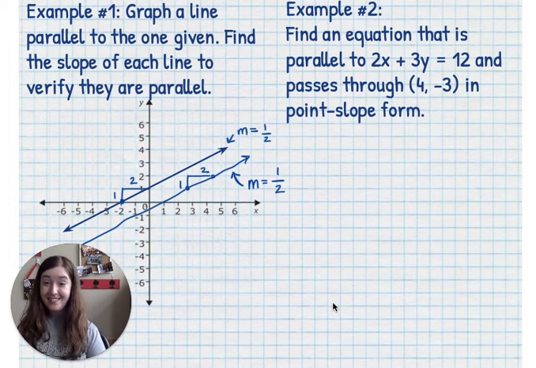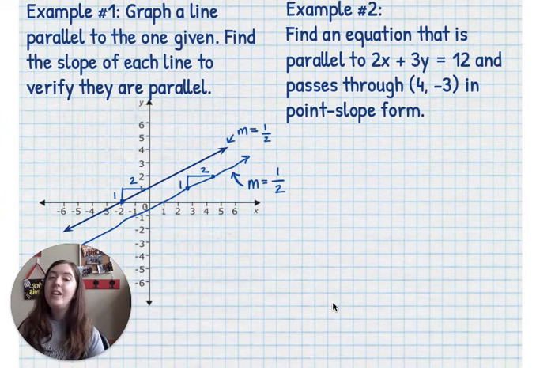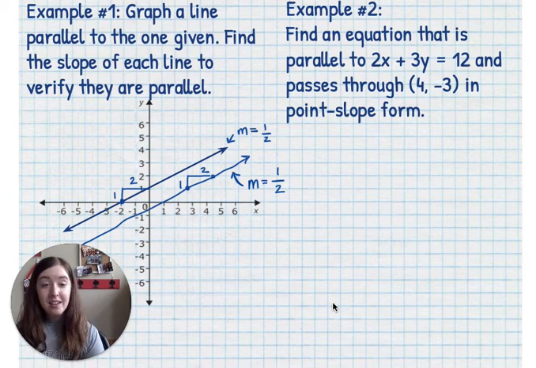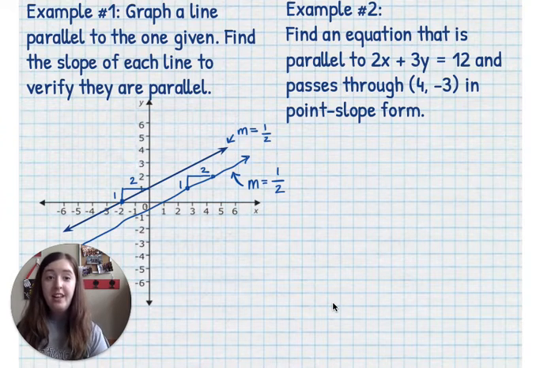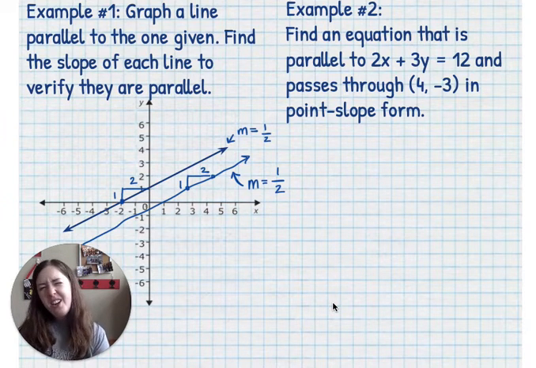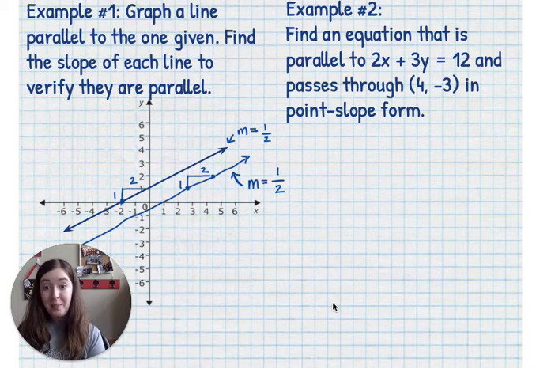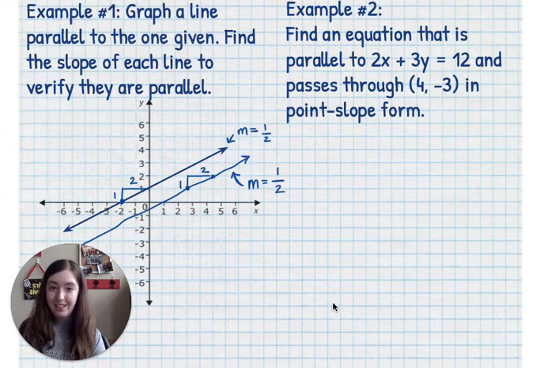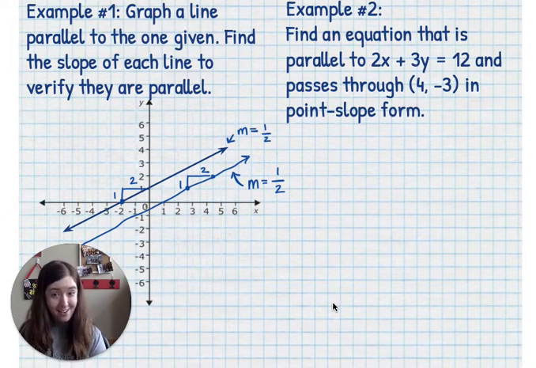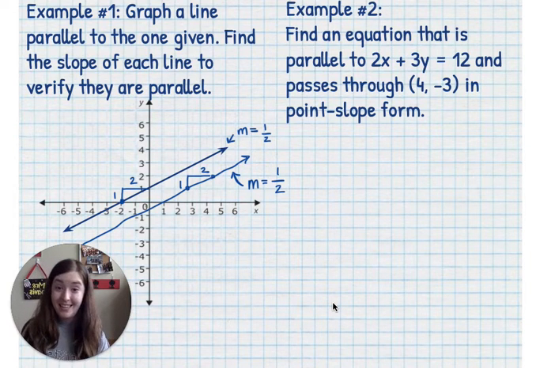Hooray. Sound good? Okay, so now we're going to find an equation of a line that is parallel to the line 2x + 3y = 12 and passes through the point (4, -3) in point slope form. I know right now I might seem like I'm being annoying by telling you I want it in point slope form, but just trust me that when you get to calculus, point slope form is going to make your life a million times easier. So get used to it now. It will really help you next year.